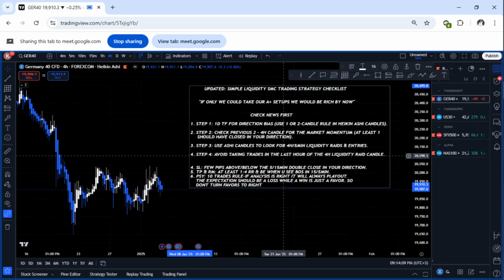Avoid taking trades in the last hour of the 4 hour liquidity raid. Now the last one that I have not written here is that if the 4 hour is giving you closure, 2 closures in one direction, and you also have the backup that we are within the pullback of supply and demand, that makes it high probability.